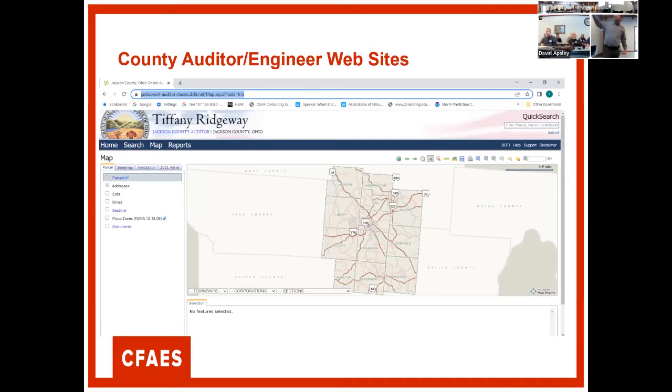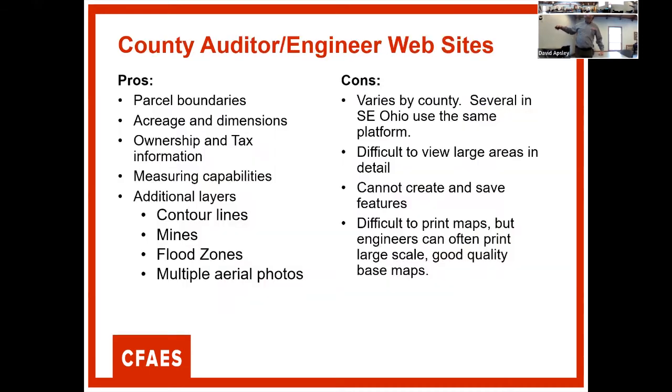You can click on buttons. If you're zoomed in at the right level, if you're too far out, it won't show up. If you're zoomed in at the right level, you can pick up soil maps. You can pick up where the underground mines are. You can pick up flood zones. So there's lots of good information that if you click these boxes, you can pick up from the county auditor sites.